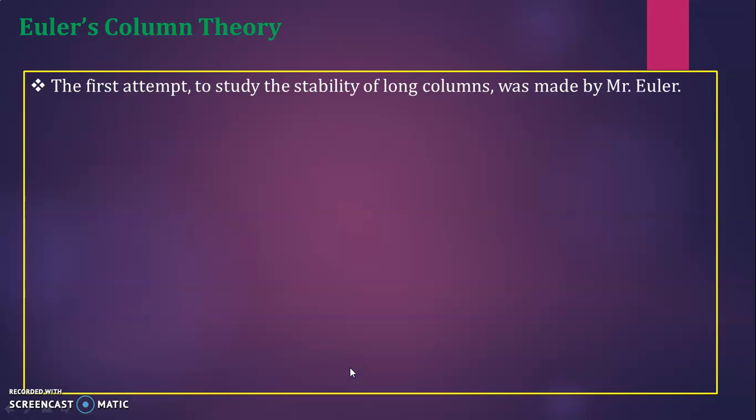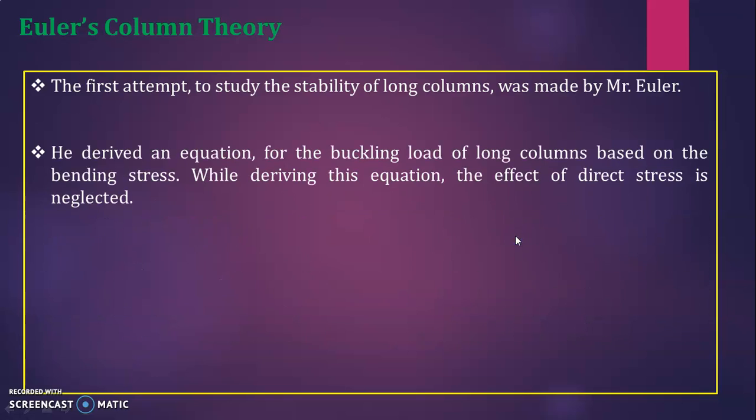Now let us see Euler's column theory. The first attempt to study the stability of long columns was made by Mr. Euler. That's why this theory is called Euler's column theory. He derived an equation for the buckling load of long columns based on the bending stress. While deriving this equation, the effect of direct stress is neglected. He considered long columns, so there is only the bending stress or buckling stress, and the effect of direct stress is neglected here.